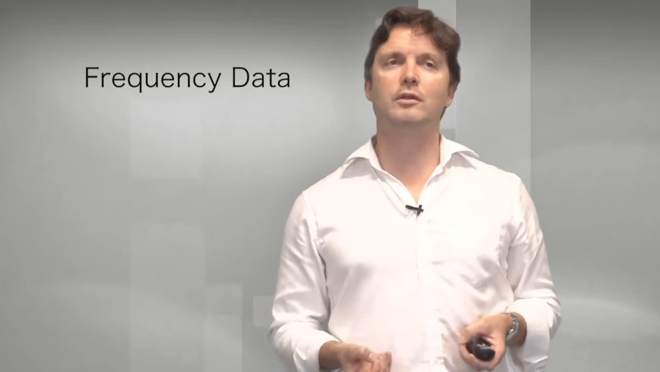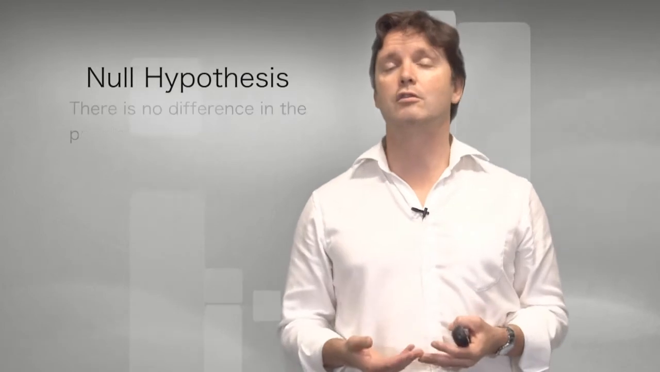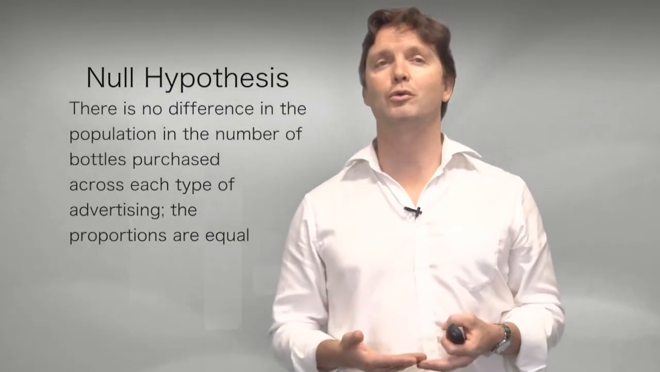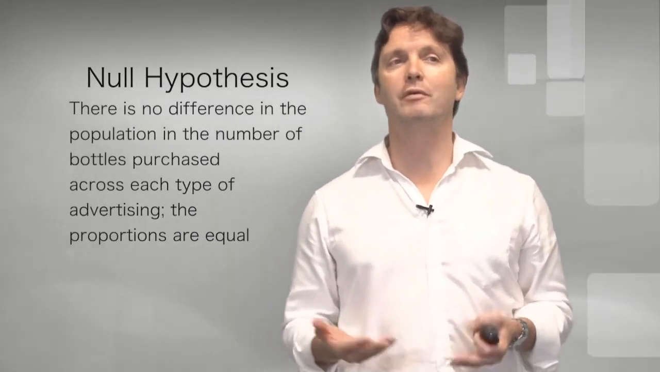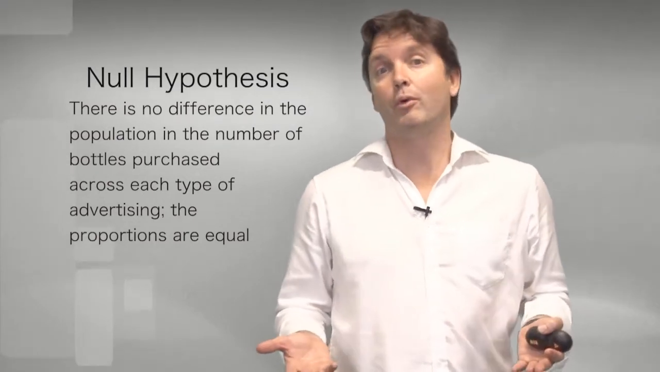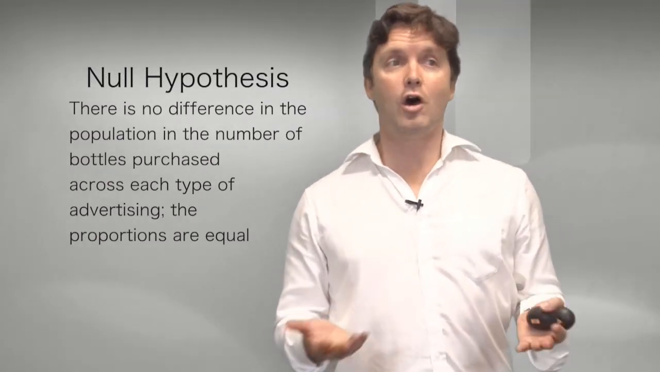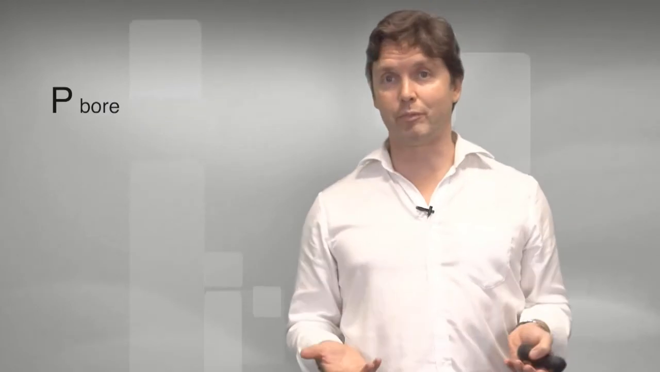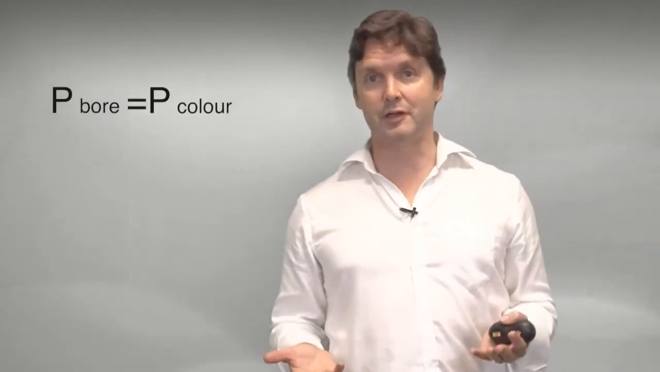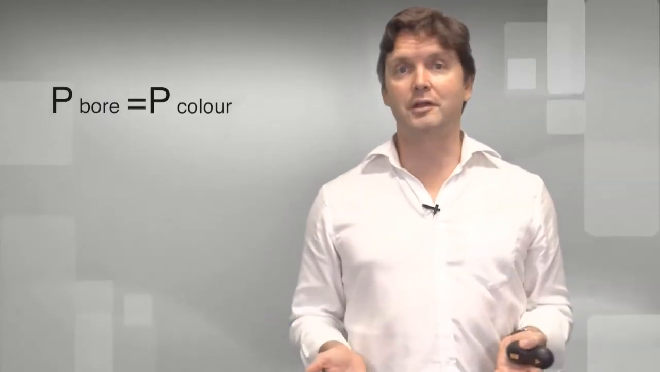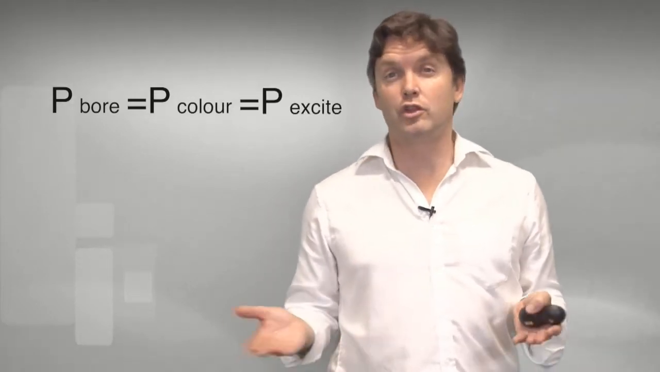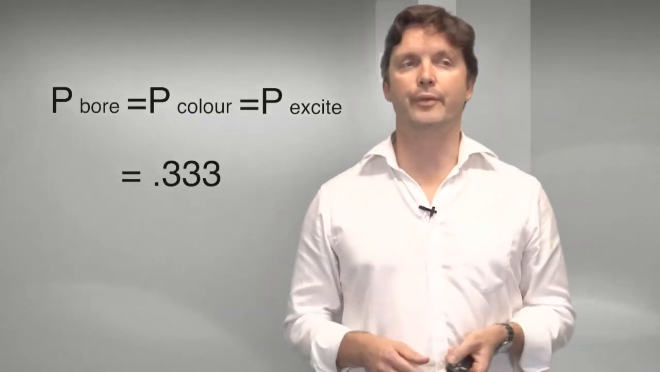So in the usual terminology of psychology statistics, the null hypothesis is that there's no difference across the categories compared to the expected frequency. So the null hypothesis is that there's no difference in the population in the number of bottles purchased across each type of advertising. In other words, the proportions are equal. So the probability of getting absolute bore is equal to the probability of absolute colour, and equal to the probability of getting absolute excite, which is equal to 0.333, 1/3.